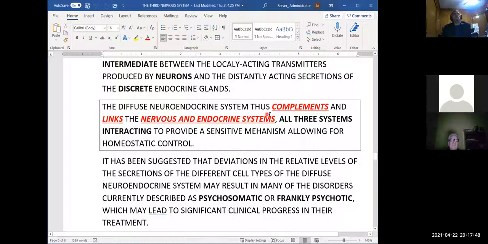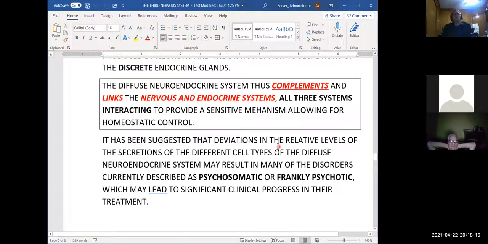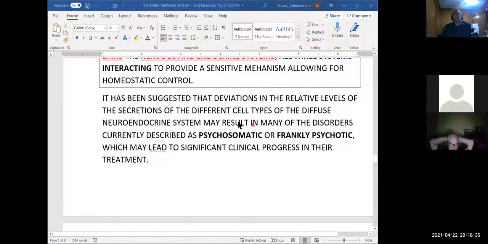Now, the diffuse neuroendocrine system thus complements and links the nervous and the endocrine systems, all three systems interacting to provide a sensitive mechanism allowing for homeostatic control. Now, be that as it may, just really think about this. You have to have the individual cells producing to some extent all of the hormones, or they can't have an instantaneous reaction when needed, which we're going to talk about later. So you have to have all the cells in the body to some extent doing it because they need to have an immediate reaction at certain times. So it only makes sense.